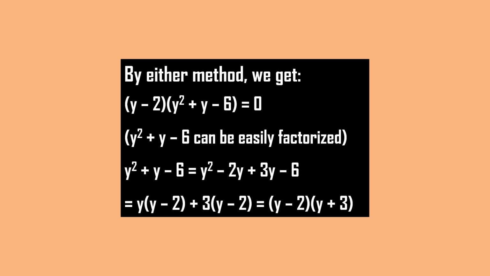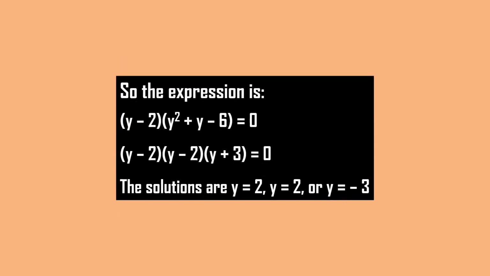So now let us see how to solve it further. After the final factorization, complete factorization as we call it, we are getting y minus 2, y minus 2, y plus 3. y minus 2 we got earlier, and y square plus y minus 6 again we factorized, and we got y minus 2 into y plus 3. So y minus 2 into y minus 2 into y plus 3 equal to 0. So the solutions will be y equal to 2, y equal to 2, and y equal to minus 3.